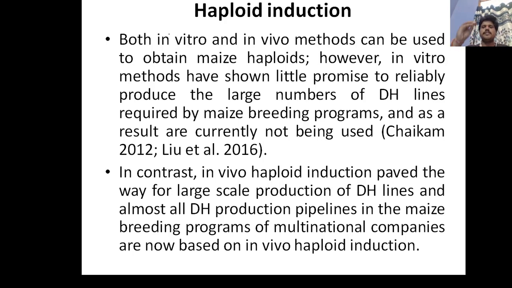Then the haploid induction. Both in vitro and in vivo methods can be used to obtain maize haploids. However, in vitro methods have been very little promising to reliably produce the large number of double haploid lines required by maize breeding programs, and hence are not currently used. In contrast, in vivo haploid induction paved the way for large-scale production of DH lines, and almost all the DH production pipelines in maize breeding programs of multinational companies are now based on in vivo haploid induction.